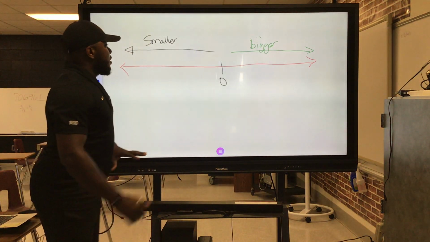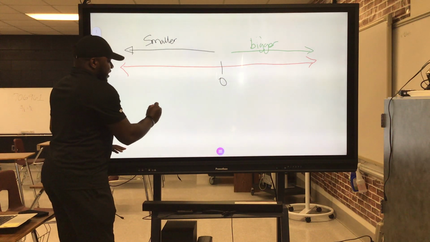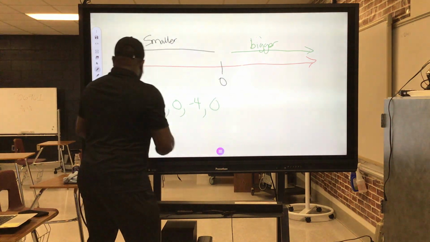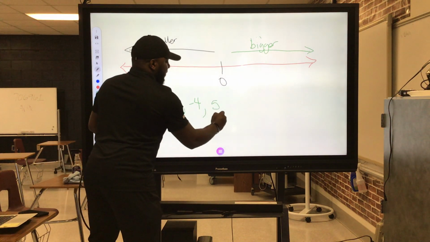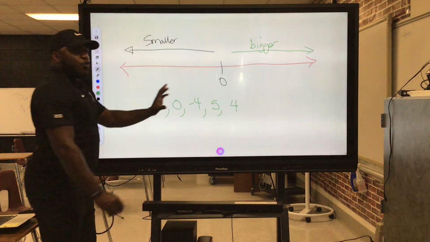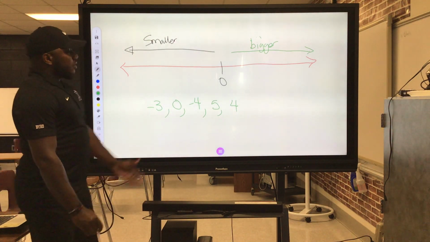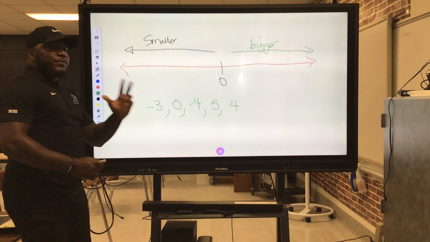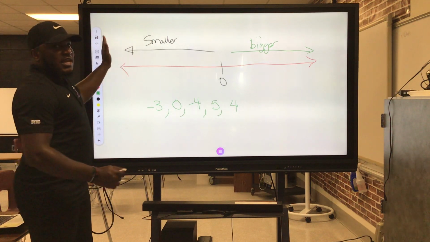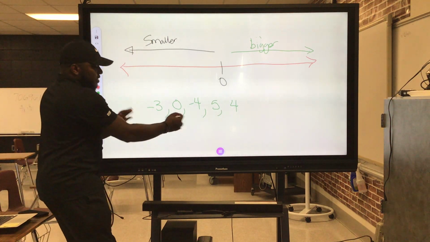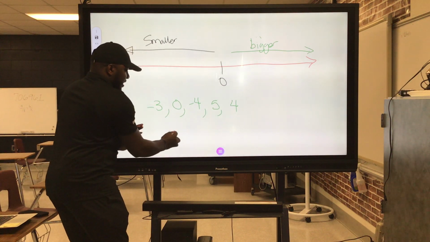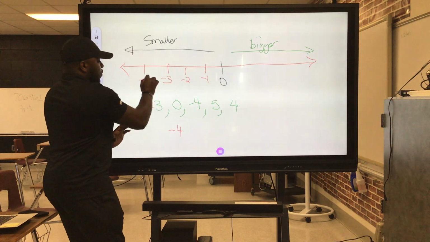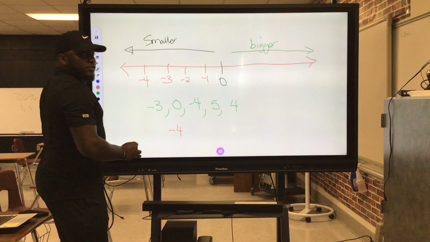Okay, so if I have this set of integers: -30, -3, 0, -4, 5, 4. If I want to order these integers, what I would do is compare them to my number line. Remember, I'm ordering from least to greatest. I want to go from the smallest to the biggest. The number that is furthest to the left will be my smallest number. The number on here that is furthest left will be -4, because this will be -1, -2, -3, -4. Out of all of these numbers, -4 is furthest to the left.